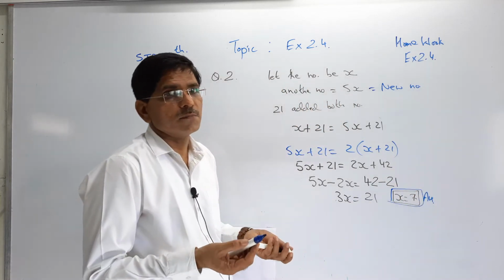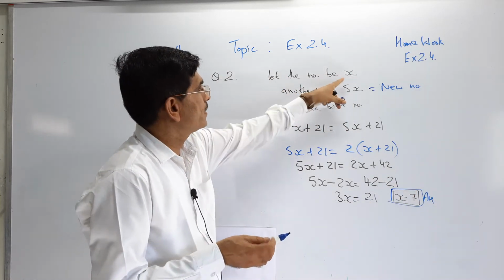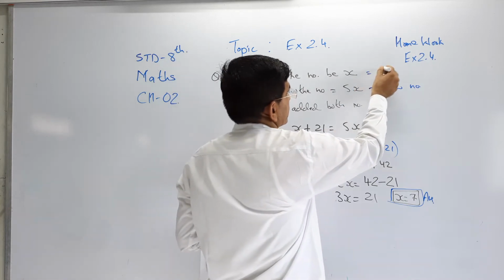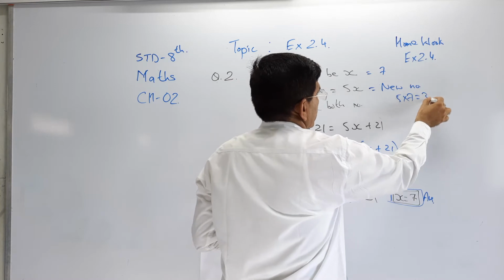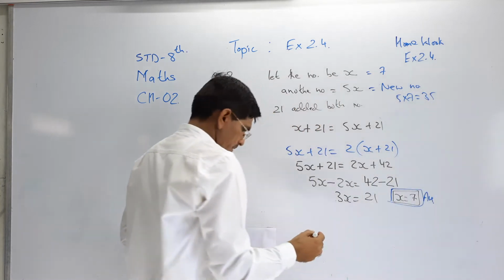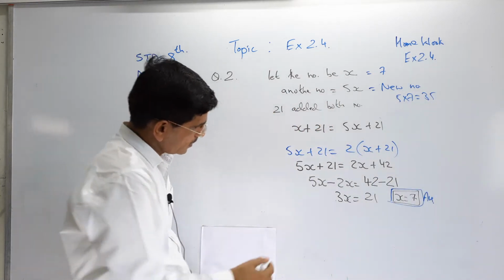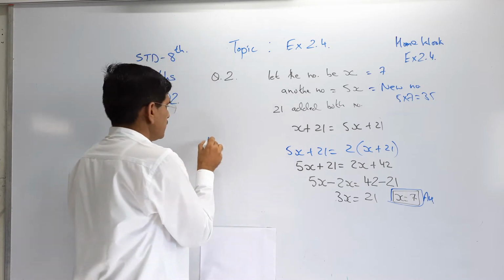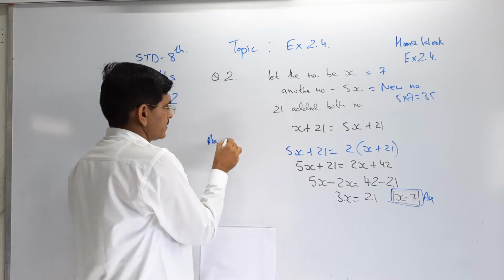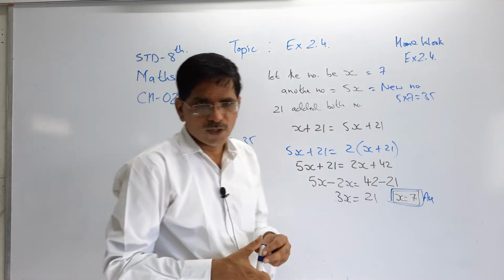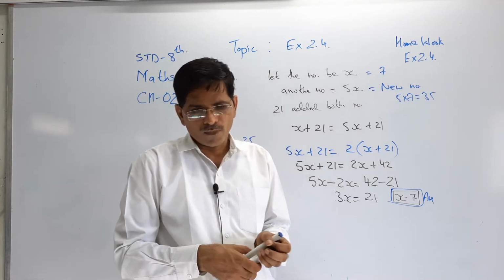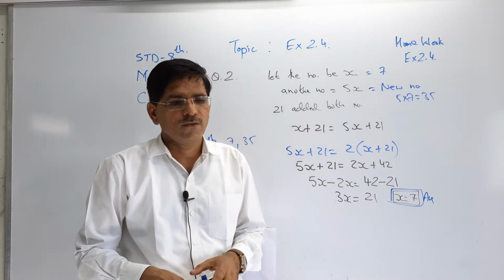Then what are the numbers? The number is 7, and here 5 into 7, that is 35. The answer is 7 and 35. One of the numbers is 7, another number is 35.